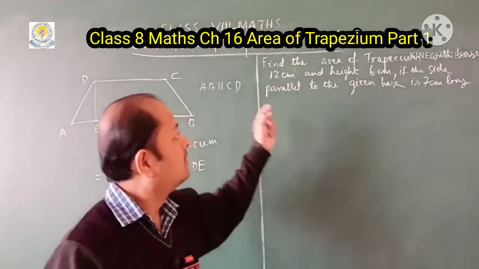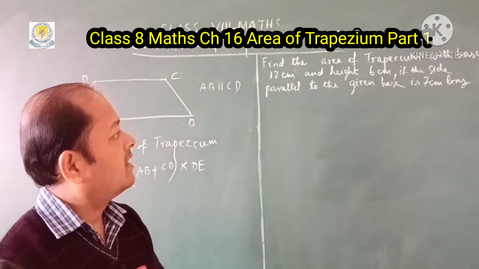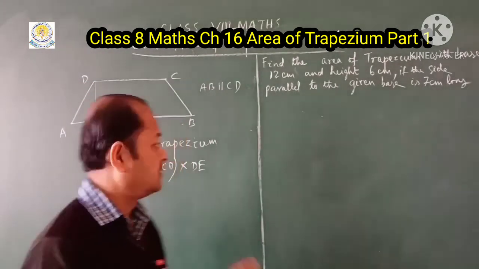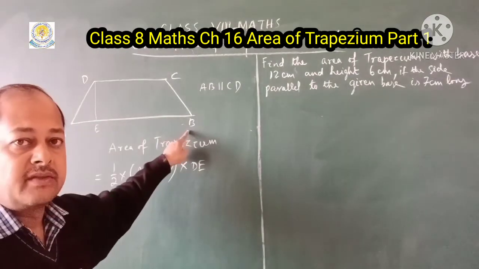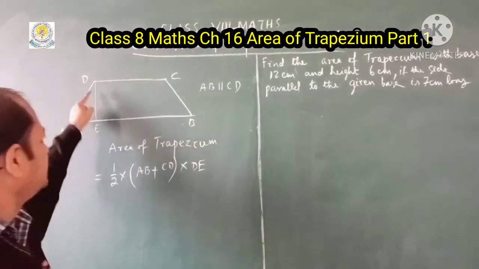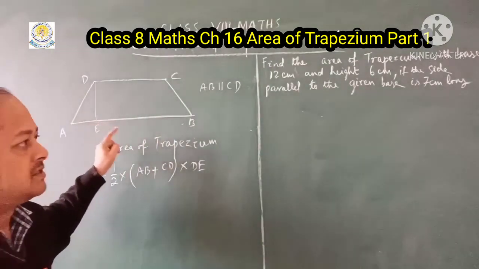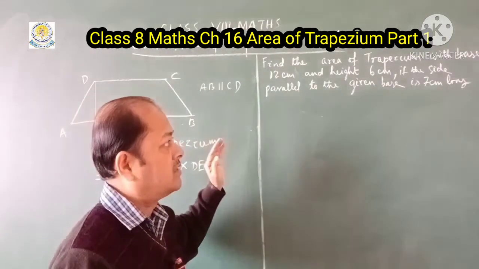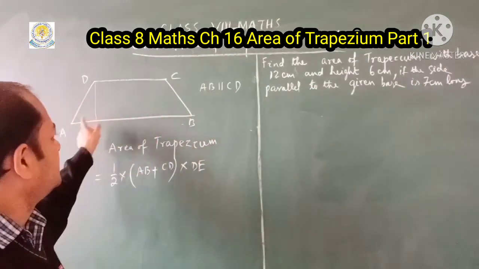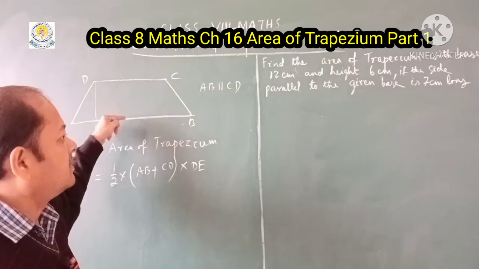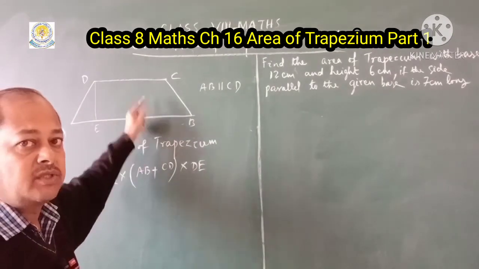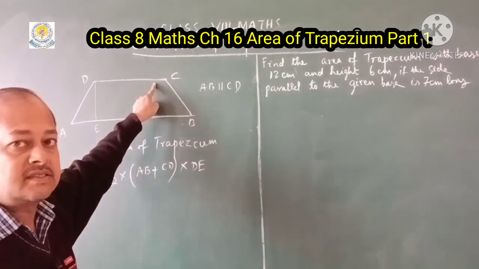What is given? It is given: find the area of trapezium with base 12 centimeter. Here the base is given, that is 12 centimeter, and height is 6 centimeter. If the side parallel to the given base is 7 centimeter long, so here this is the base, and which side is parallel to this one? This is the parallel side, that is CD.